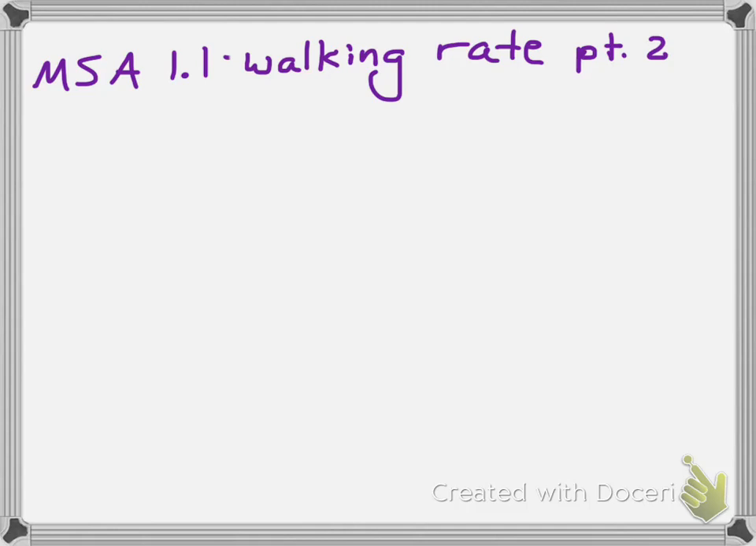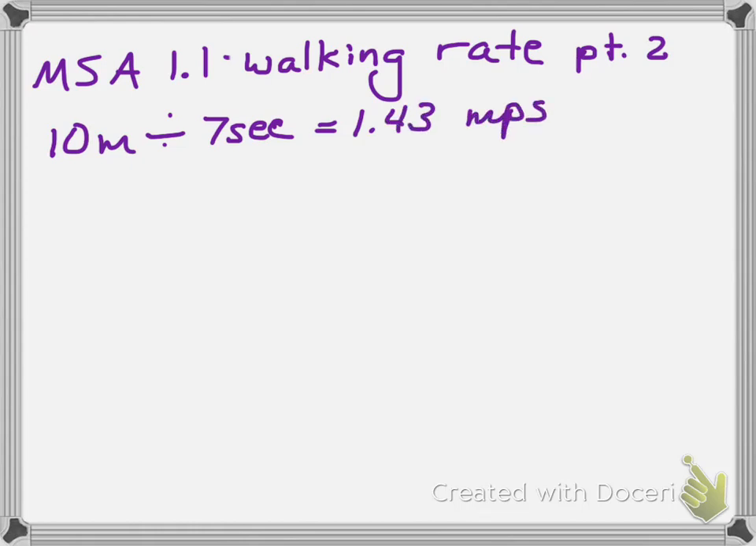In the last one, briefly, we talked about the fact that we could find our walking rate by dividing the distance that we walked, 10 meters, by the number of seconds it took us to walk that, which in my situation was 7 seconds, which gave me approximately 1.43 meters per second. So that just tells me how far I can walk in 1 second.